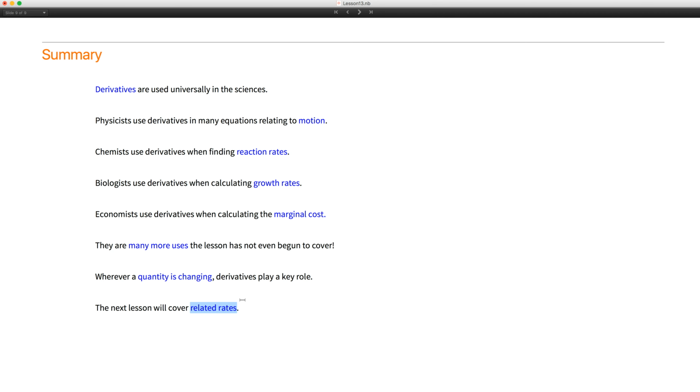But before we do that, please review today's lesson and go over the exercises and make sure that you understand them really well, because derivatives are very important in the sciences and it's important that you understand how they can be used.